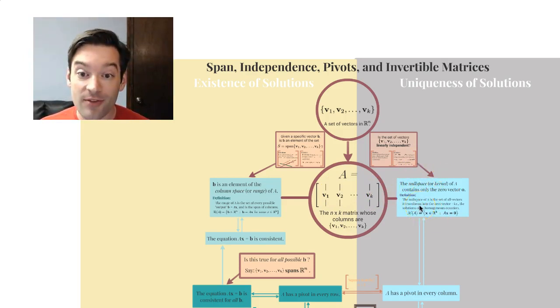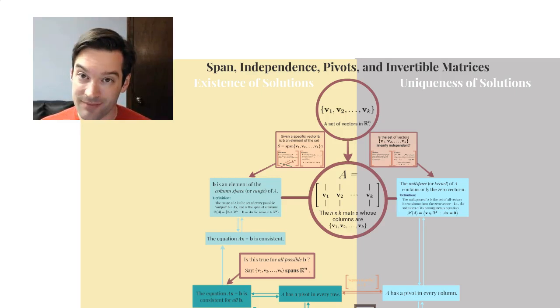It's the set of solutions of the homogeneous equation for that matrix. And that set of vectors is linearly independent exactly when the homogeneous equation has a unique solution, namely the trivial solution where everything is 0. And that's only going to happen if my matrix doesn't have any free variables. In other words, if there's a pivot in every column.